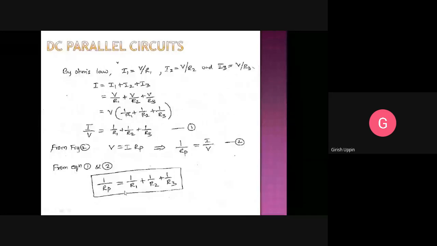Rewriting those equations, I1 can be written as V by R1, I2 is V by R2, I3 is V by R3. Now, if we substitute these values in this equation, we get V by R1 plus V by R2 plus V by R3. The voltage is common, the same voltage, so we take it out. What we get is V into bracket 1 upon R1 plus 1 upon R2 plus 1 upon R3. Or I can rewrite I divided by V is equal to 1 by R1 plus 1 by R2 plus 1 by R3. This is the first equation.